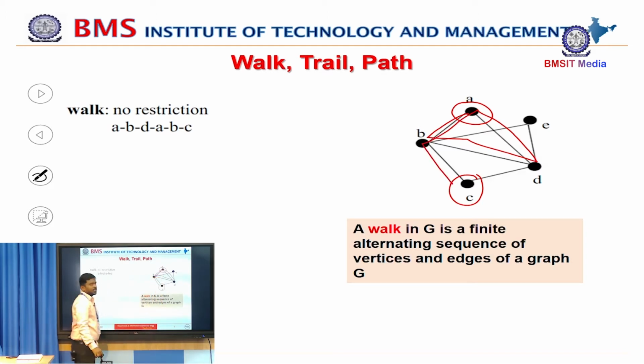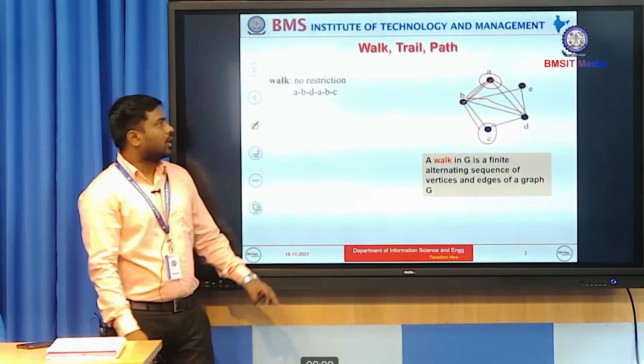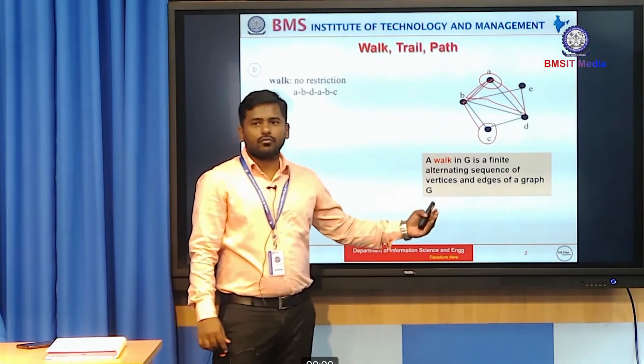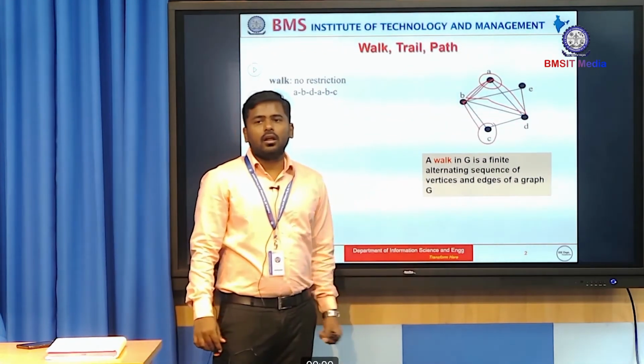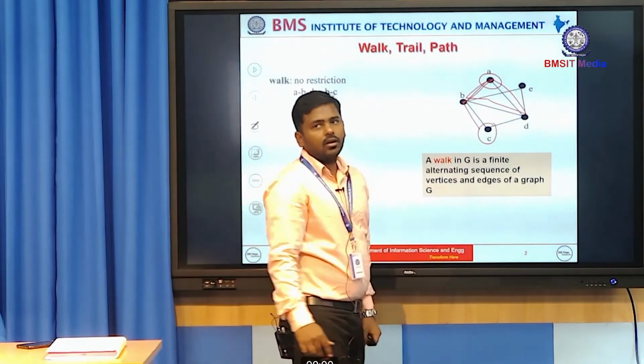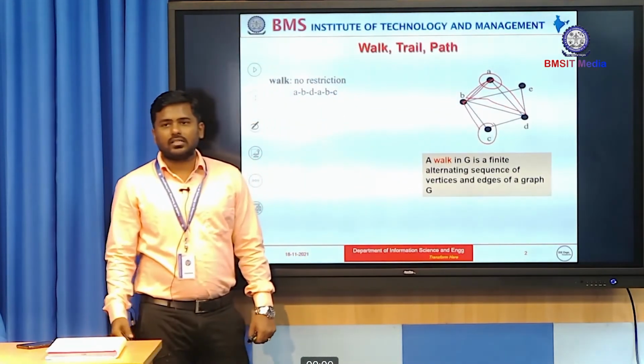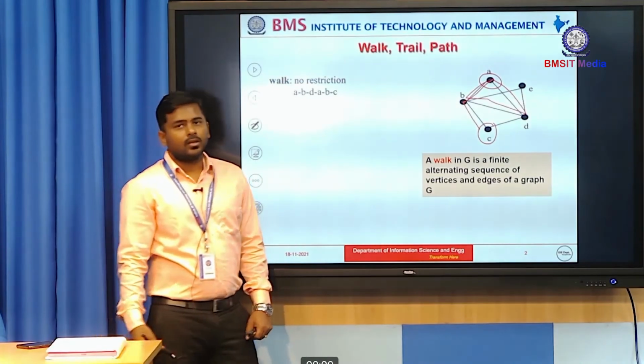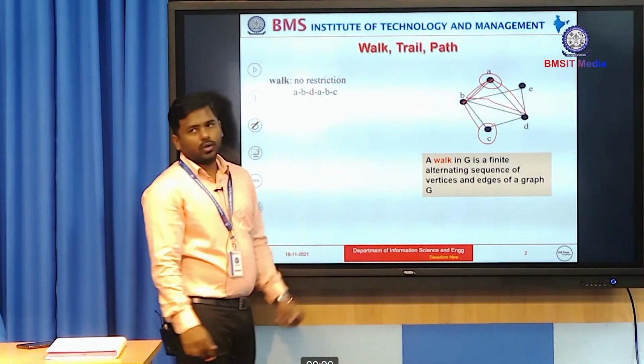So, we can see this has one walk. It consists of an alternating sequence of vertices and edges. This sequence can be a finite number of vertices and edges, so that we can call it a walk.